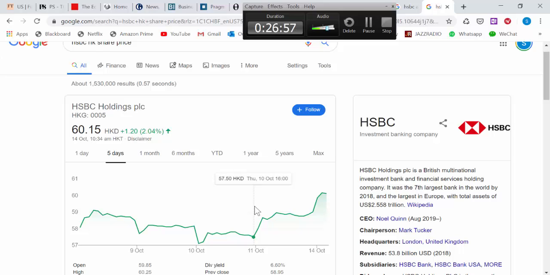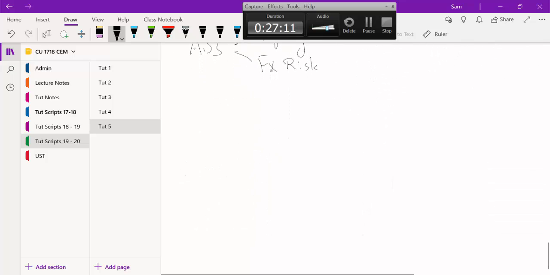You see me on why Thursday. So this is Thursday afternoon Hong Kong time. HSBC actually closed at 57.50. Okay, I'm going to write that down. So HSBC Hong Kong, it closed at 57.50. And so this was October 10 at 4 p.m. Hong Kong time.